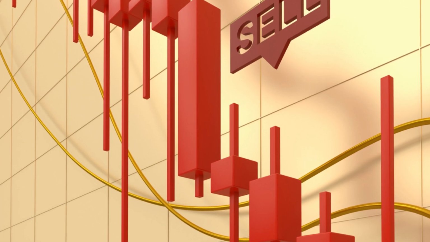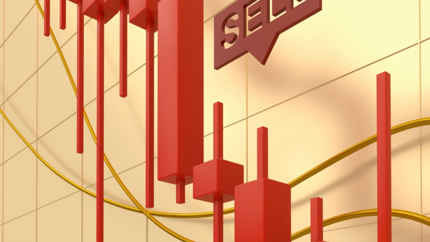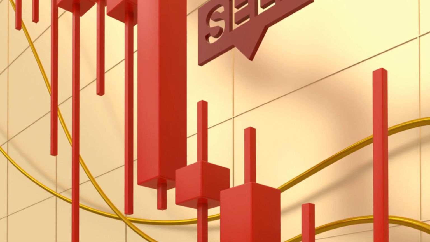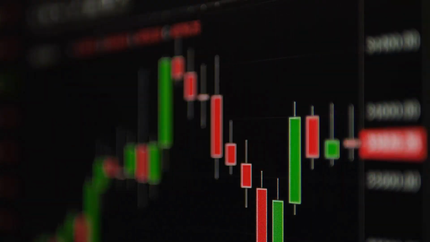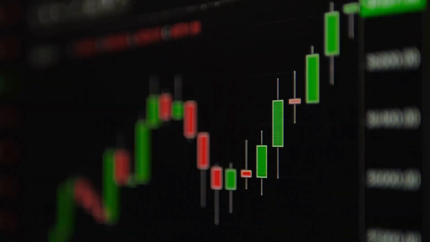Next, we have the long lower wick. This pattern is the opposite of the long upper wick. It has a long lower wick and a small body at the top. This pattern tells us that despite sellers driving prices down, buyers stepped in and pushed the price back up. This could signal a reversal of a downtrend.